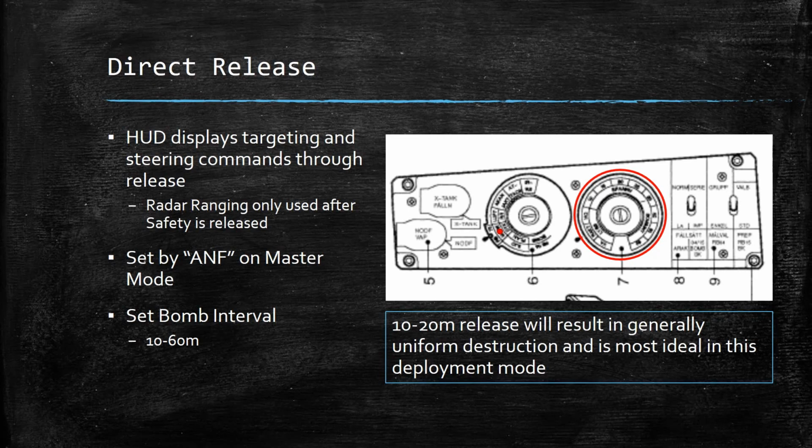Set ANF to master mode and set your bomb interval to 10 to 60 meters. A 10 to 20 meter release will result in generally uniform destruction in this mode and is most ideal in this deployment mode. These are dive bombing techniques, so the long swath of destruction approaches aren't ideal. You could probably just leave this at the default 20 and always be happy. If you're looking for a little more insurance, the 10 meter mode is always a good one.